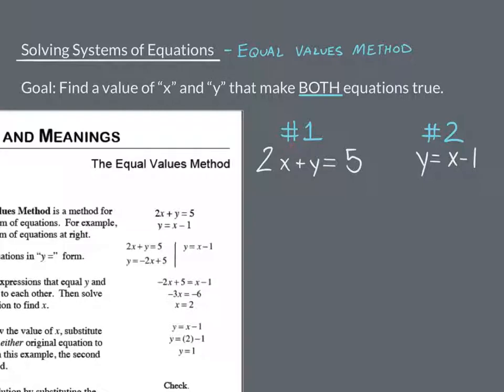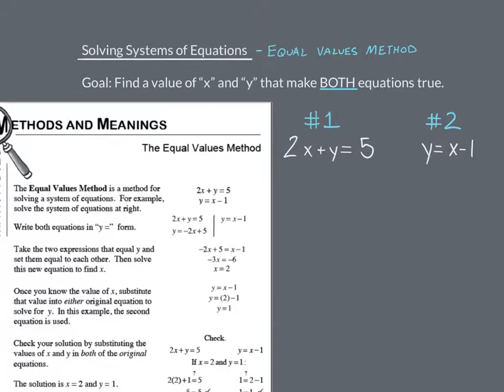So here we have two equations. This is equation number 1. It has both an x and a y, and this is equation number 2. It has both an x and a y. We want to find a value of x and y that make them both true at the same time. So we're going to use this notes box over here to do that.